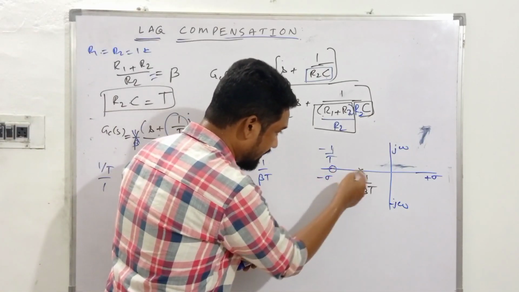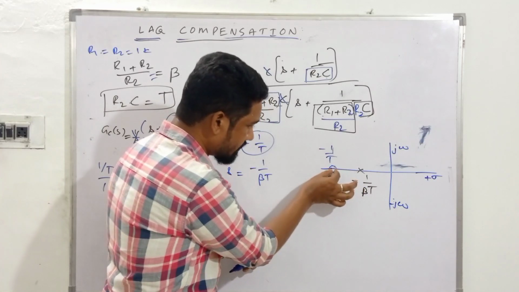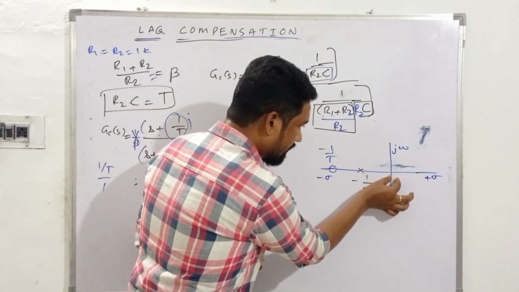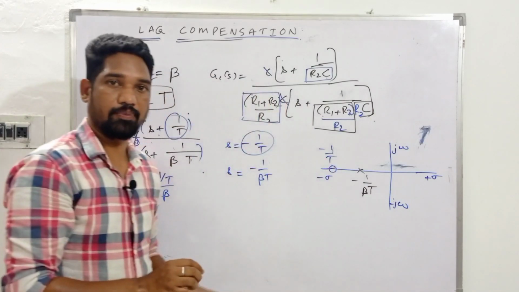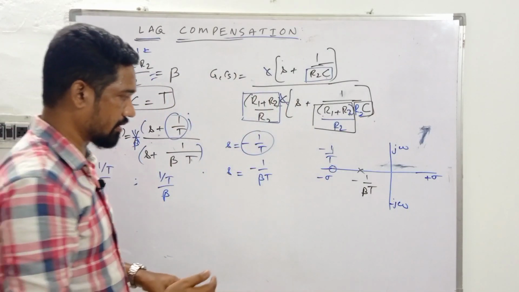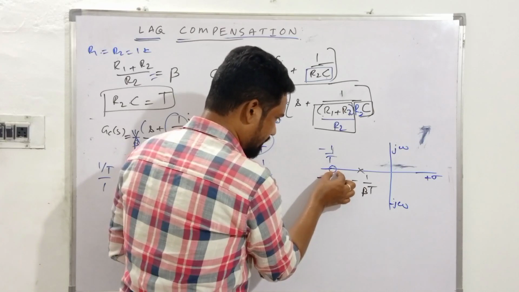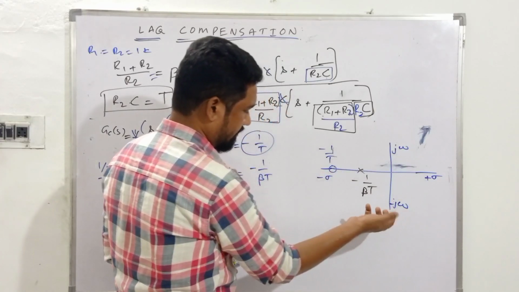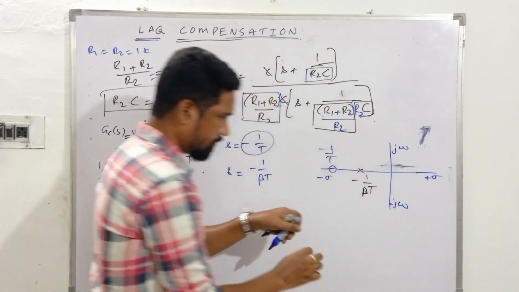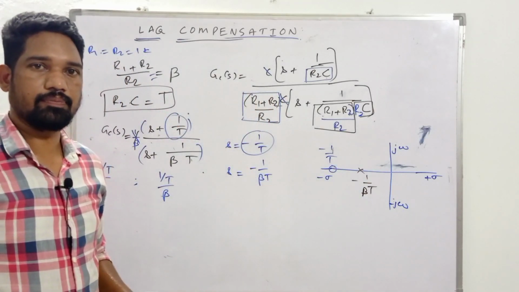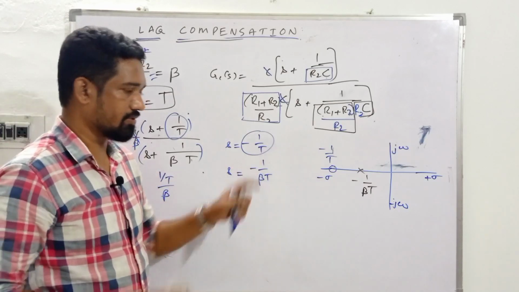The zero will be lagging behind the pole. If this had been nearer to the imaginary axis, the zero would have been dominating, right? It's all about which one is nearer. If the reverse were the position, it would have done something different to the transfer function.